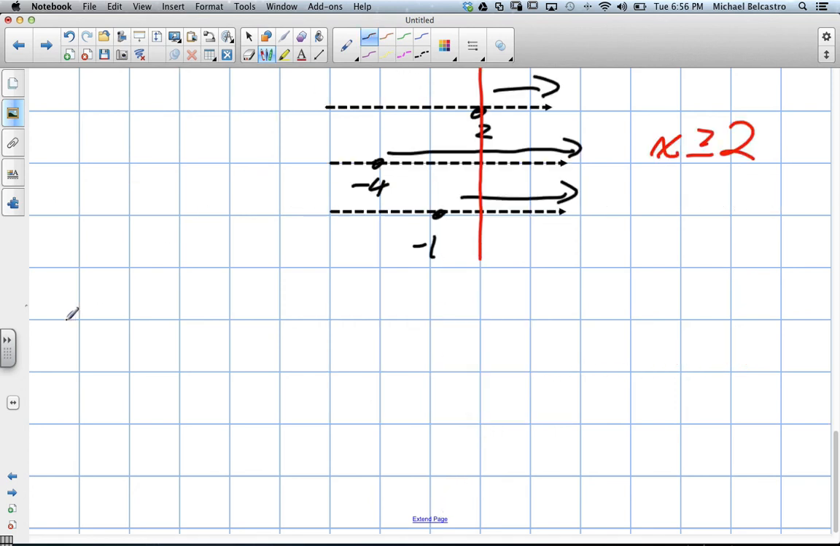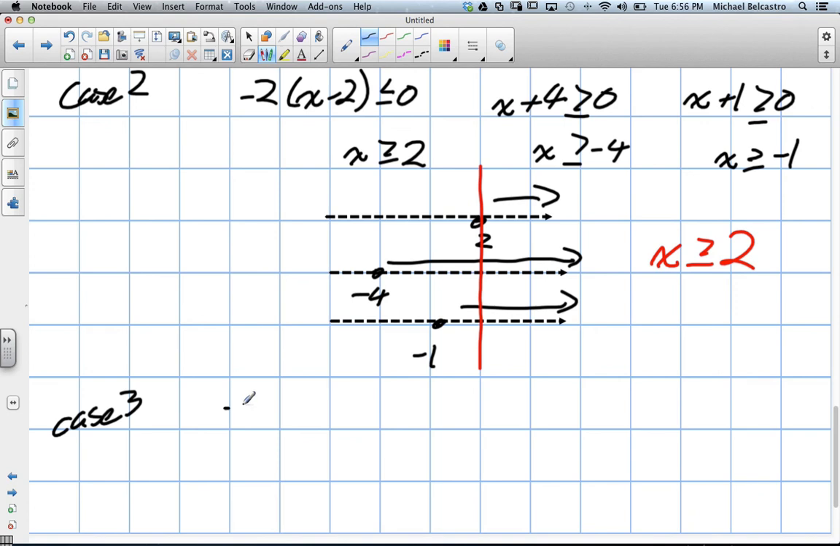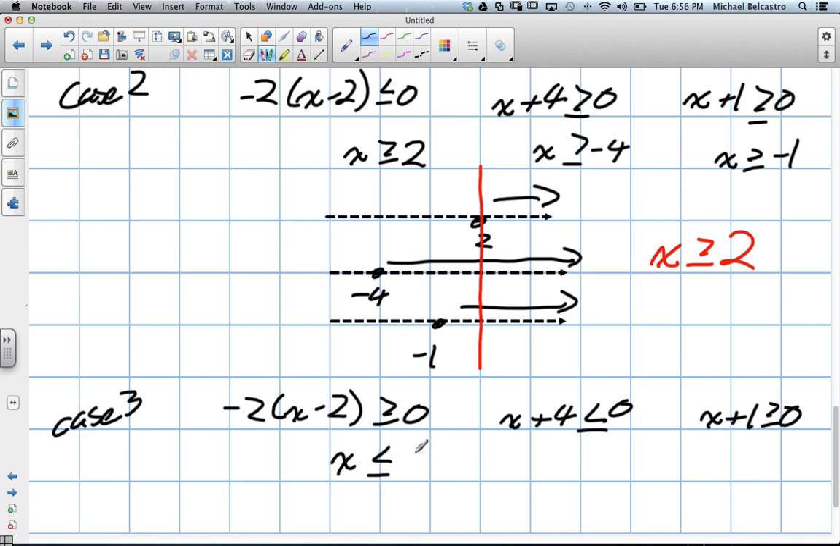Case 3, bit redundant, isn't it? But the first one is positive, so we go negative 2, x minus 2 greater than 0. The second one will be negative, x plus 4 is less than 0 and equal to, and finally greater than 0. This flips, x is 2, x is negative 4, and x is negative 1. Okay. Did you follow what I did there?